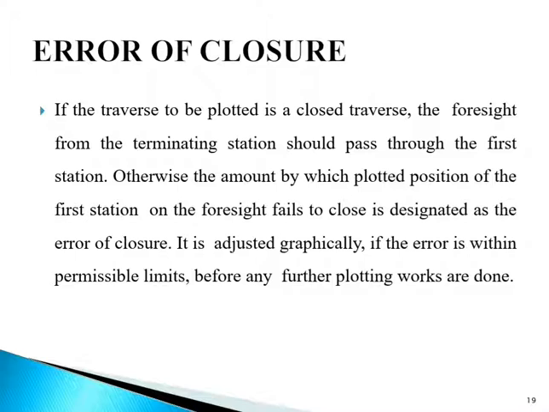Next is error of closure. If the traverse to be plotted is a closed traverse, the foresight from the terminating station should pass to the first station.